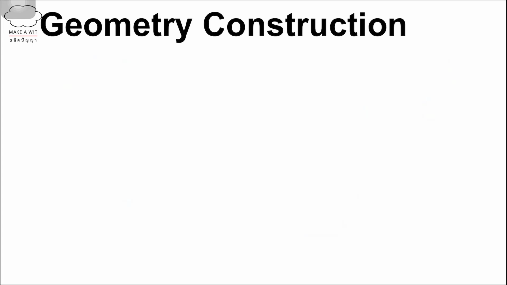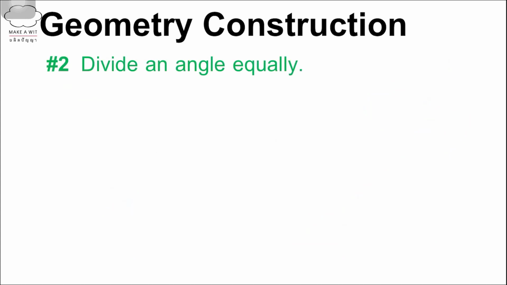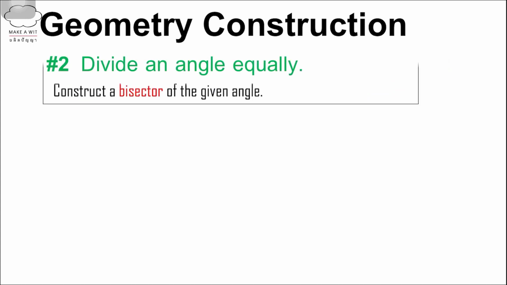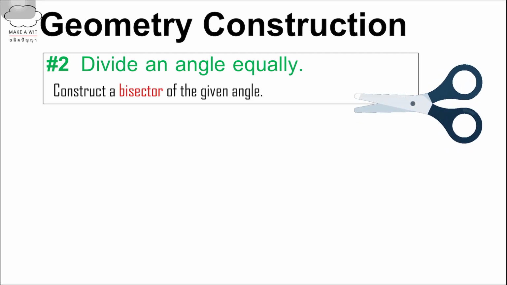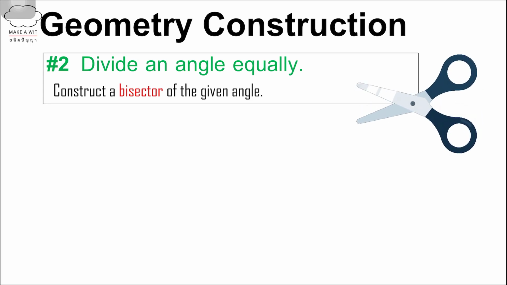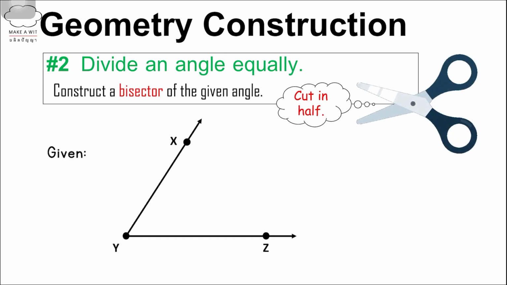Now let's go for construction number 2. Divide an angle equally. So you will construct a bisector of the given angle. Again, bisector, remember, bi means 2. Bi means cut in half, okay, cut in half. It will be the same size from the new angles. You will create 2 angles from this one angle.